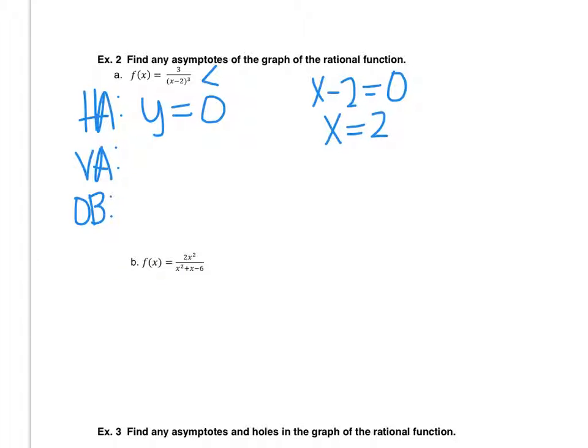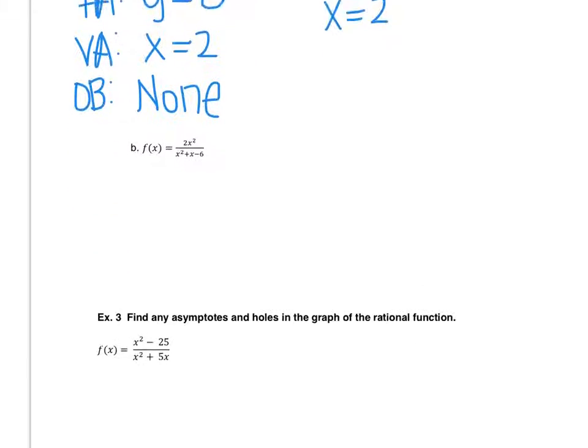So if I solve that equation, I know I have a vertical asymptote at x equals 2. Now, an oblique asymptote only occurs if I have no horizontal asymptote. And since I do have a horizontal asymptote, I'm not going to worry about an oblique one. I have none.